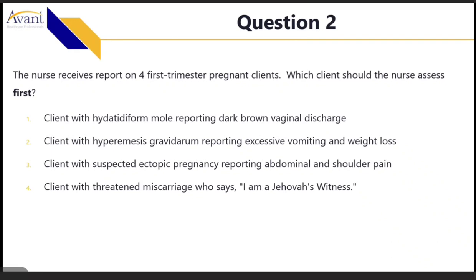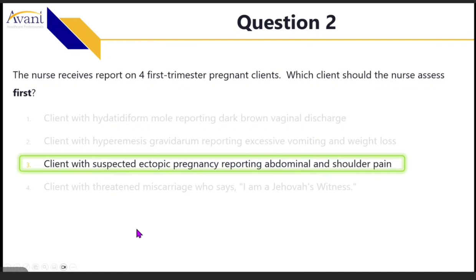All right. Again, you guys are doing pretty good here. Most everybody got this one right. A few got thrown off by some of the distractor words, but let's get in here and look at this. Our correct answer is, for this question, number 3. The client with the suspected ectopic pregnancy who is reporting abdominal and shoulder pain. So let's look at these others really quick first, okay?